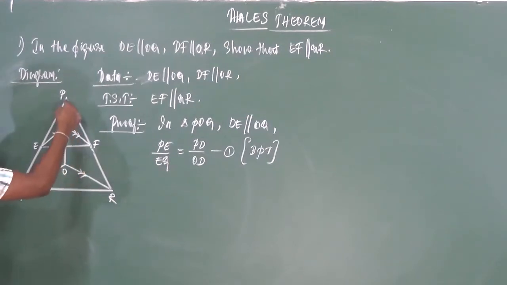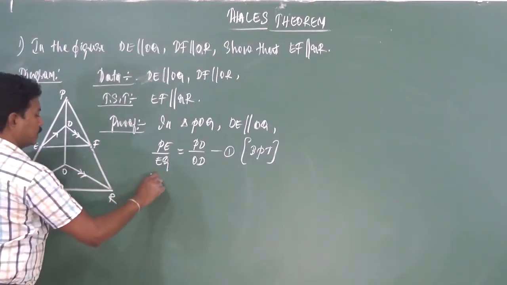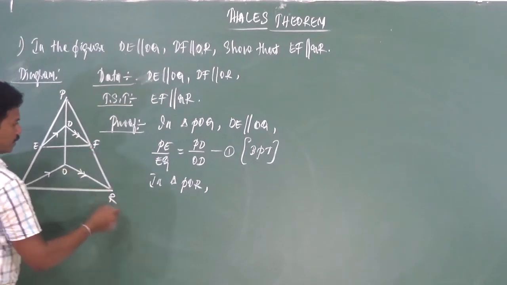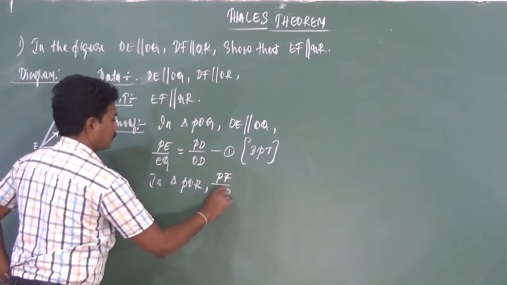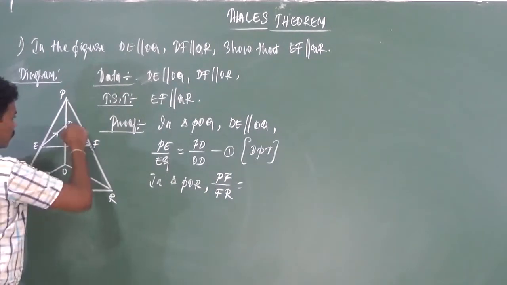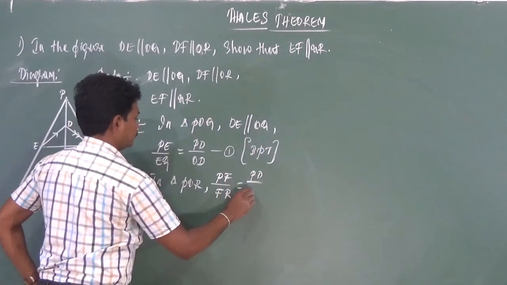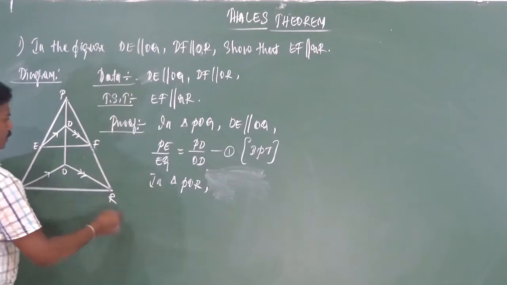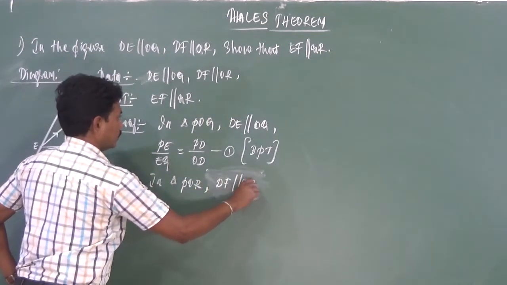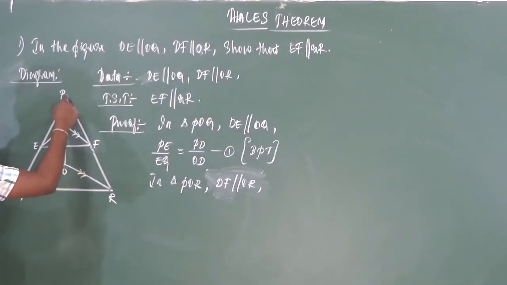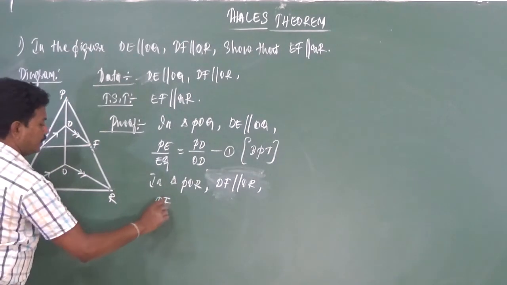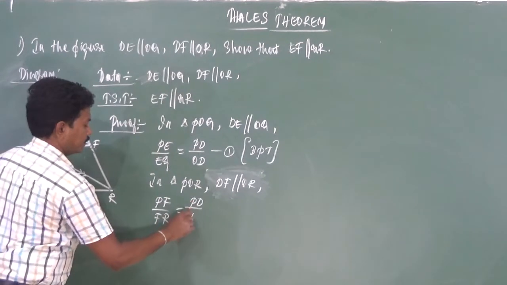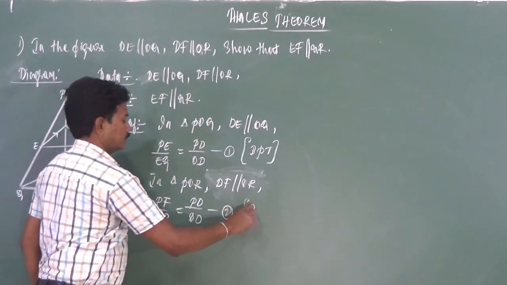Then come to the next triangle, triangle POR. Here DF is parallel to OR. Now we will write the ratio. PF by FR is equal to PD by OD. Take it as equation 2. This is according to BPT.